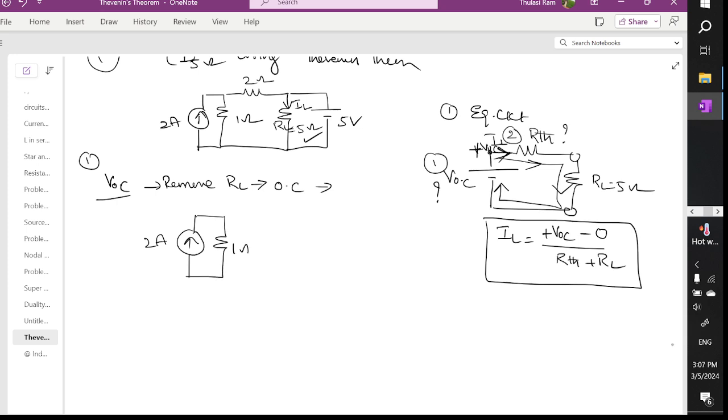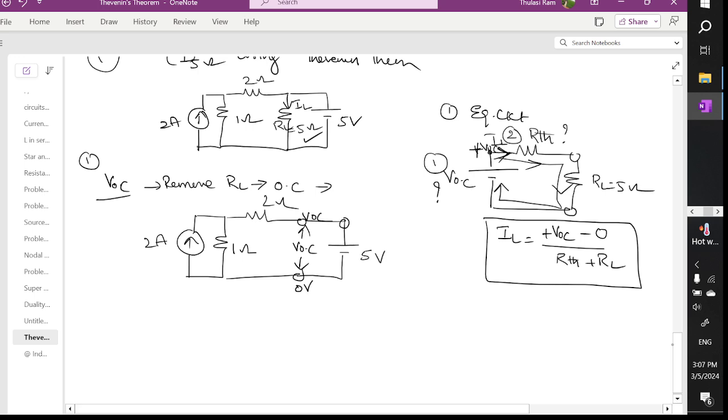I have a 1 ohm resistor and a 2 ohm resistor, and now this is open circuited. So here this voltage you need to find out, and this is the source we have, a 5 volt source. You can see the voltage at this point is VOC, the voltage at this point is 0, the voltage at this point is 5 volts, and this voltage is 0 volts. I can say open circuit voltage is equal to how much? 5 volts. So this is step 1.